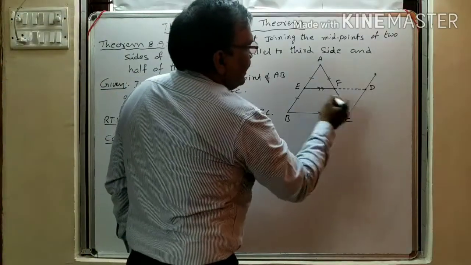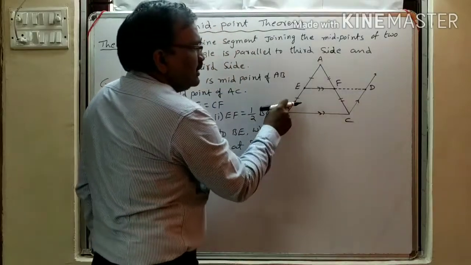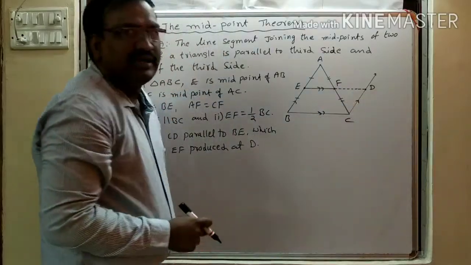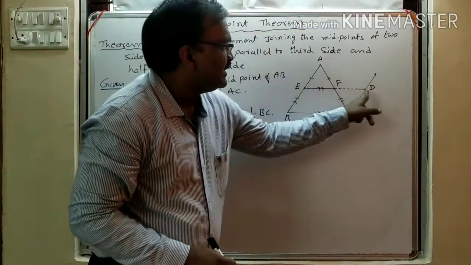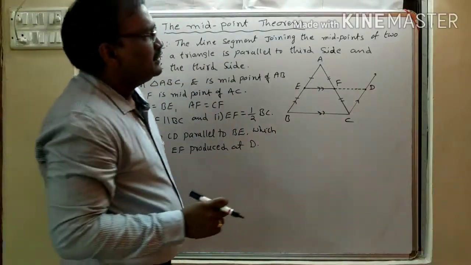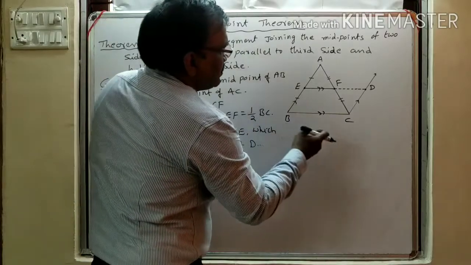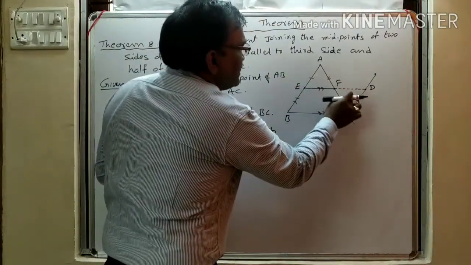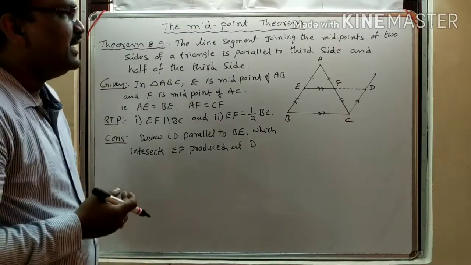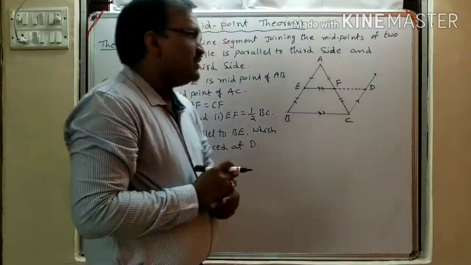See the construction. Draw CD parallel to BE, which intersects EF produced at D. Now observe the triangles. So now these two are parallel. Observe the triangles, triangle AEF and triangle CDF.